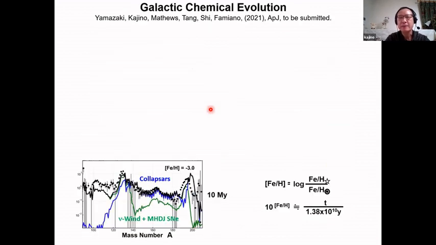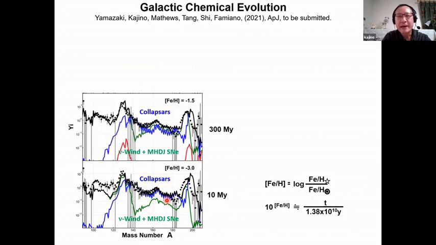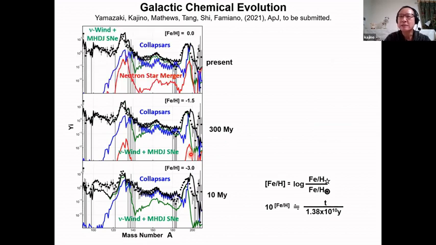So summarizing our result of galactic chemical evolution study, in the very early galaxy, supernovae and collapsar dominated. But as time passes by, the neutron star merger starts contributing, and in these years, the three contribute equally.